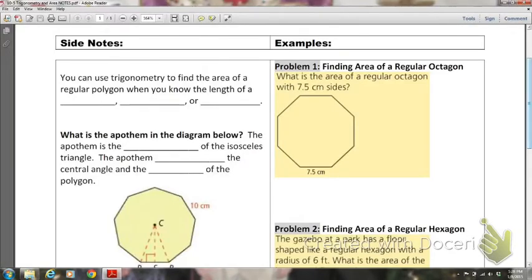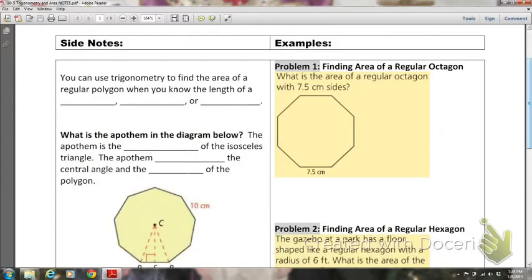The objective of this lesson is to find the areas of regular polygons and triangles using trigonometry. So we're going to use the formulas that we've been using, like the area of a regular polygon is 1/2 the apothem times the perimeter. But we're going to be using trig to help us find those lengths.